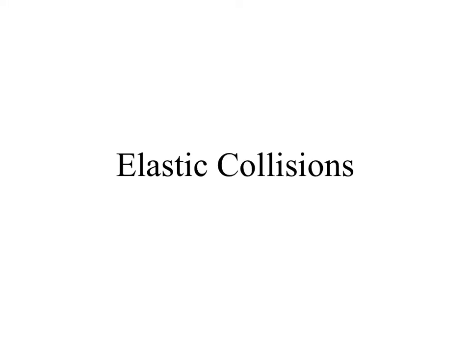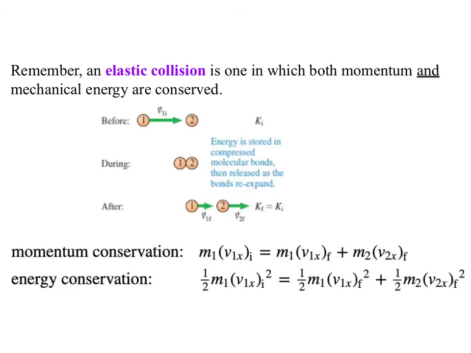Having dealt with inelastic collisions, our next topic is, logically enough, elastic collisions. Remember that an elastic collision is one in which both the momentum and the mechanical energy are conserved, specifically the kinetic energy. So before, we have one thing coming in, then they hit, and then two things go out.